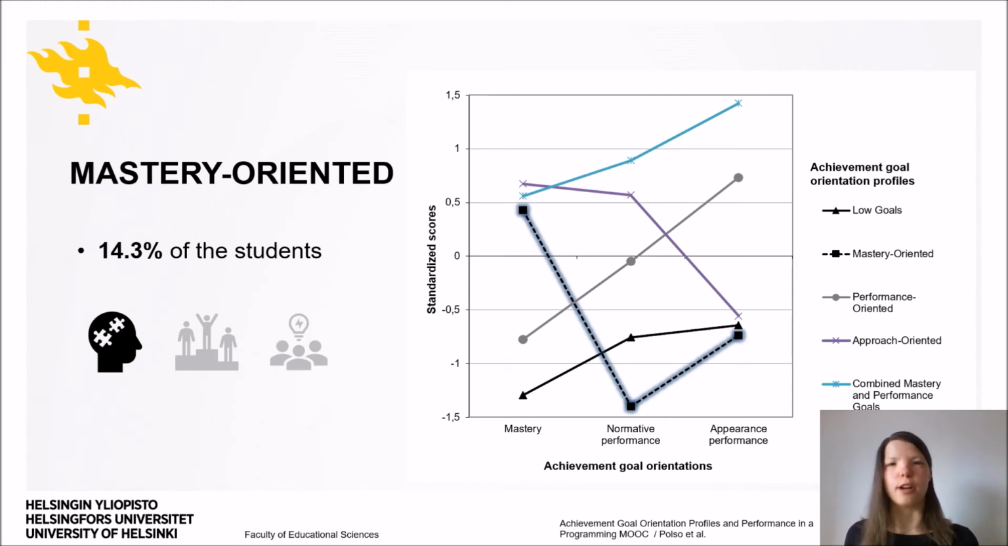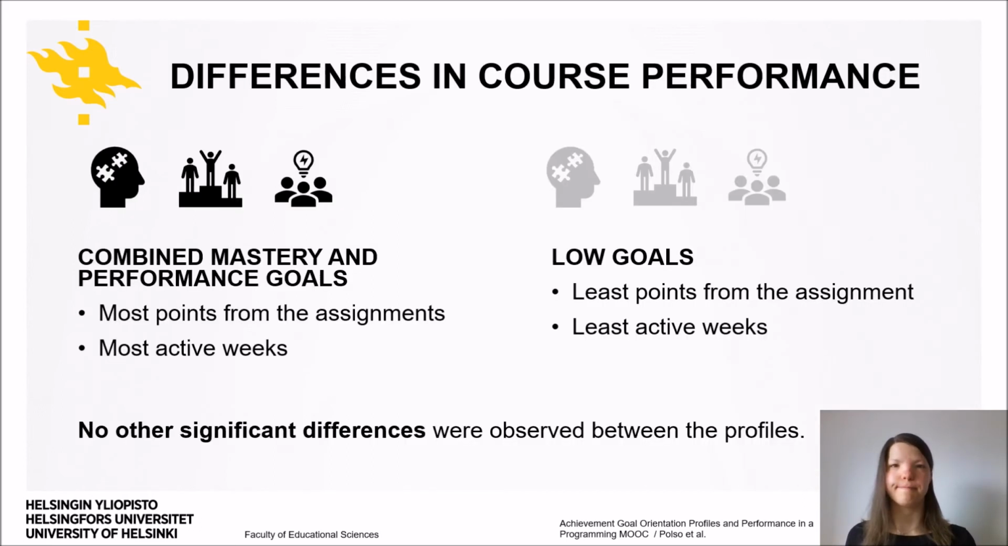Then it's time to look at how the profiles differed in terms of course performance. Here's what we found. Significant differences occurred only between students with combined mastery and performance goals and students with low goals. There were differences in 2 of the 4 metrics. Differences between the other profiles were non-significant.